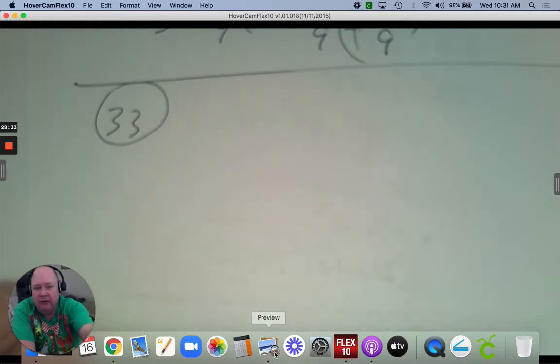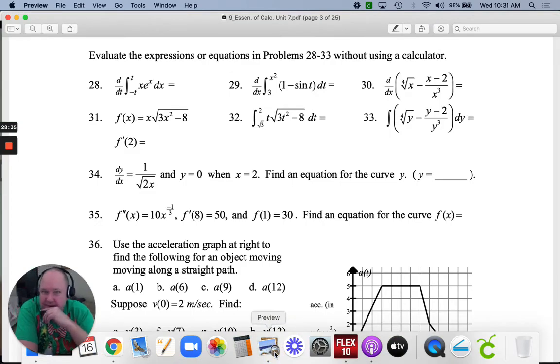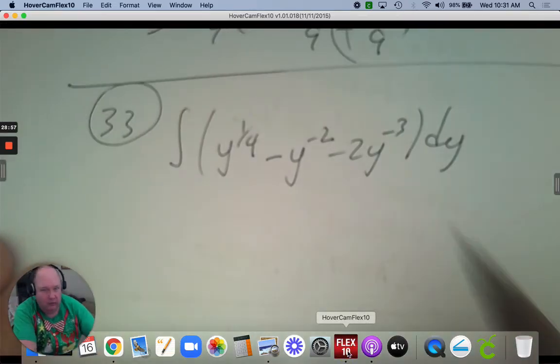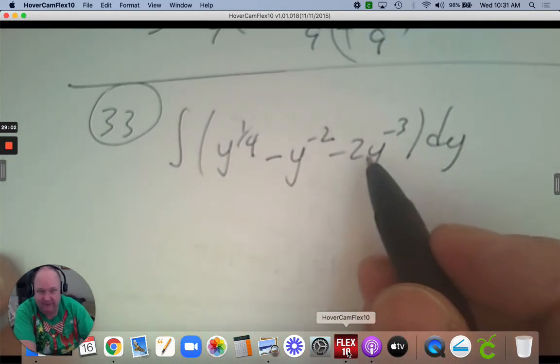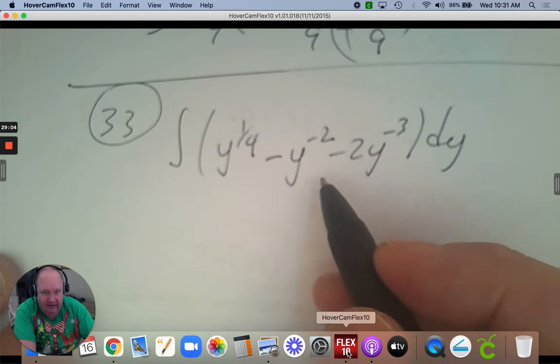Number 33. We're integrating. Oh, this is the one I wanted to take the derivative of almost before. So we're integrating. So it is the y to the 1/4. I'm just going to do the work I did before, which is y to the -2 and -2y to the -3. So I already did this work with x in the question like 3 questions before. It's the same one as above it. So that's how you would write it as monomials.